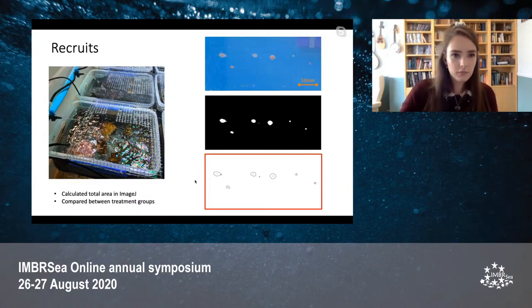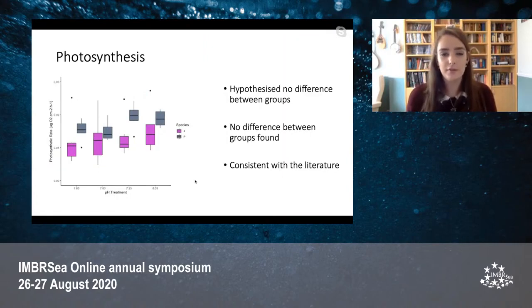So now onto some results, but first I will mention some statistics. When I'm comparing rates between pH groups, either a one-way ANOVA, a Welch's one-way ANOVA, or a Kruskal-Wallis test was used, dependent on if the data was normal and if the variances between the groups were homogeneous.